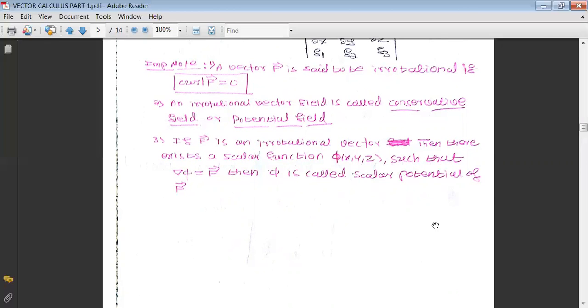And this is very important, and we are supposed to solve some examples on this third note. Let us say it one more time. If f bar is an irrotational vector, then there exists a scalar function phi of x, y, z such that del phi equals f bar. Del phi means gradient of phi equals f bar. Then that phi is called the scalar potential of f bar.